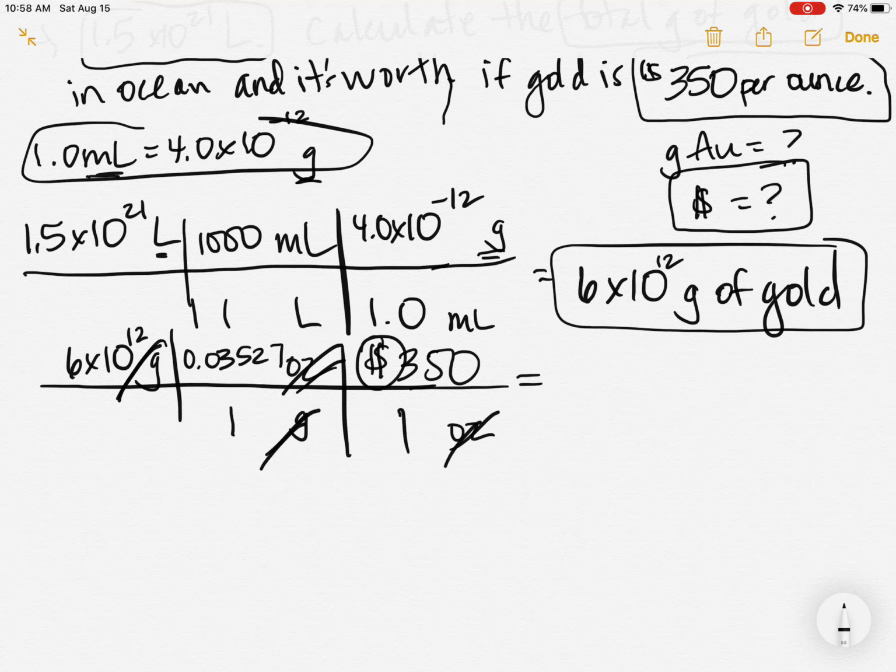So look, grams are gone, ounces are gone, and in this case, I'm going to end up with money, which of course is the question. They ask me how much is it worth. So I go to my calculator, I do the math, 6 times 10 to the 12th times 0.03527 times 350, and I get a huge number. Let's see, 7.4 and some change times 10 to the 13. That's a lot of money. That's a lot of dollars, right?